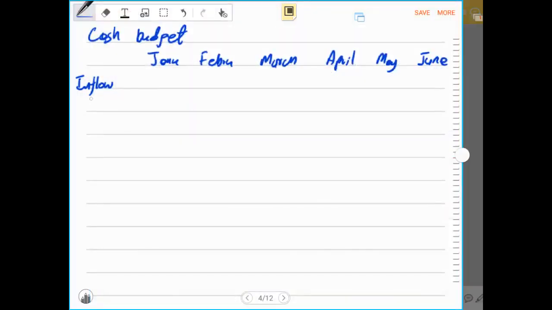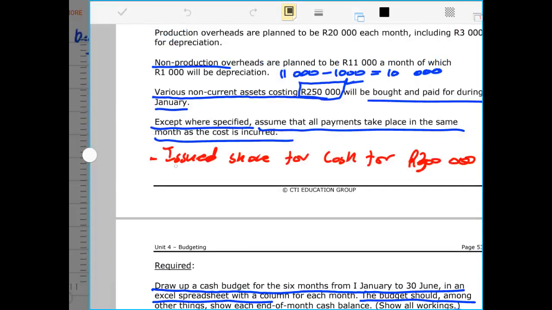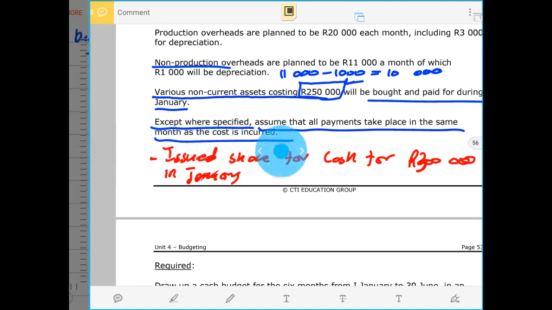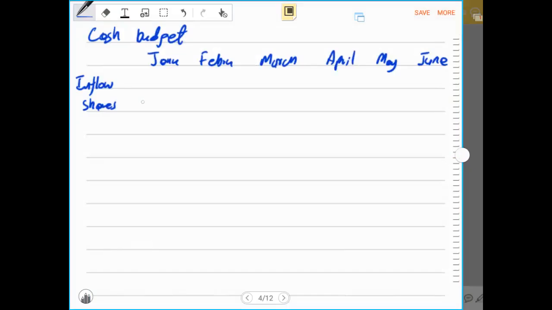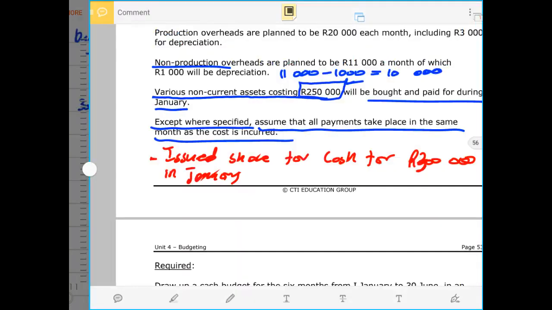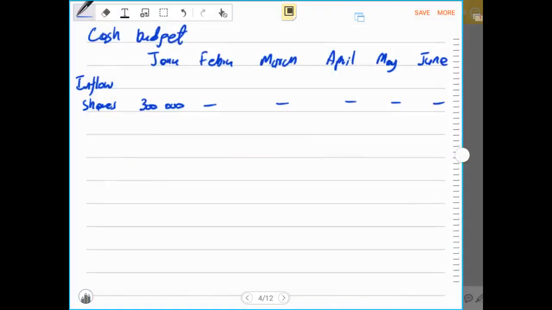So for January, there are shares that were issued. These shares were issued in January, so that will be the share issue: proceeds from the issue of shares being 300,000 rands. And there was no other issue of shares. So please don't forget, guys, that I added this by myself. It is not there, but it is supposed to be there. They just forgot to record it. That's why you see it in the solution.